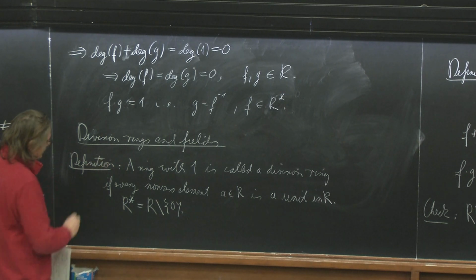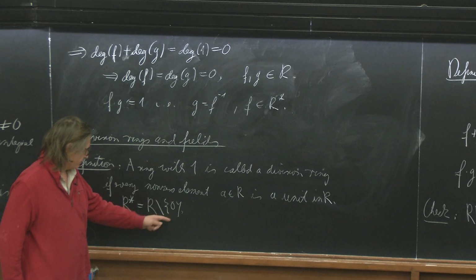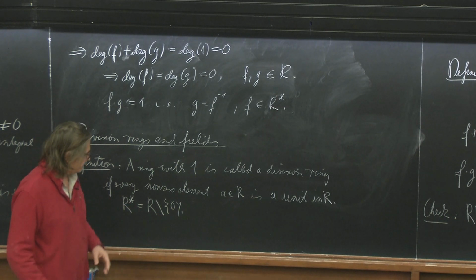As we have seen, if you multiply anything by 0, you always get 0. So therefore, 0 can never be invertible.